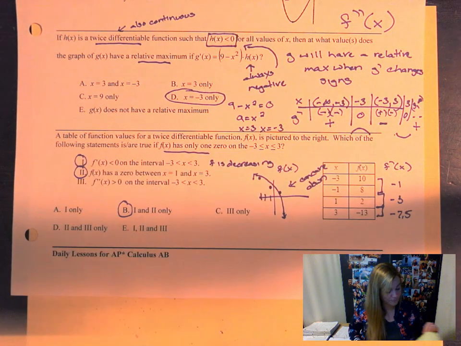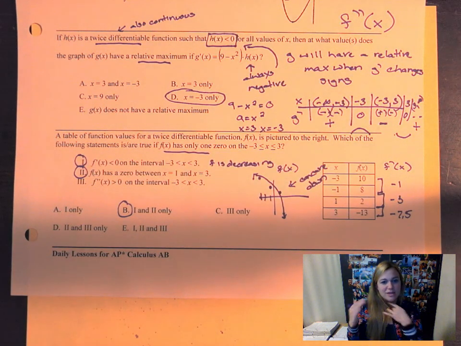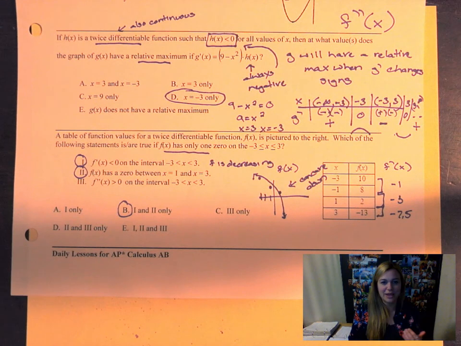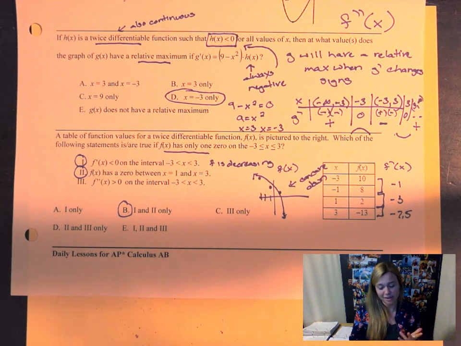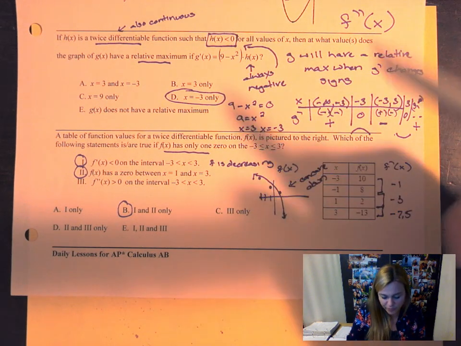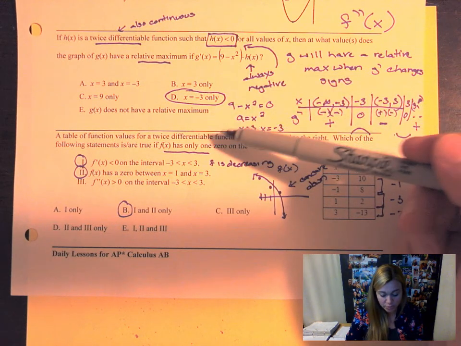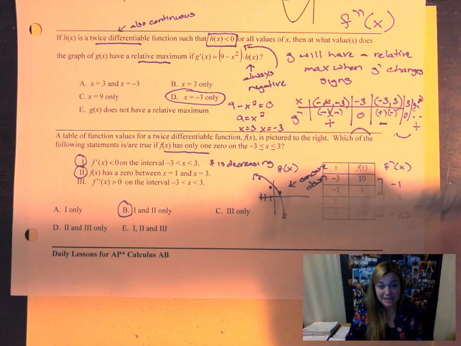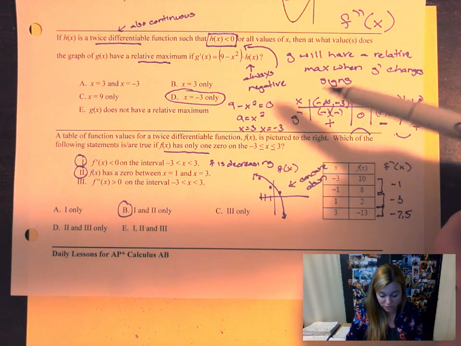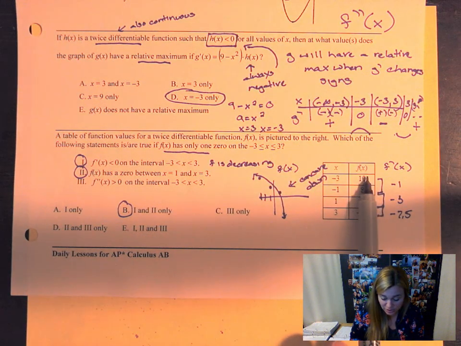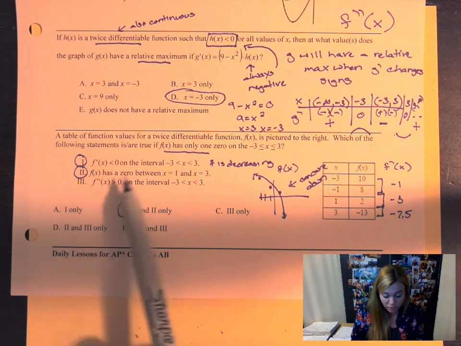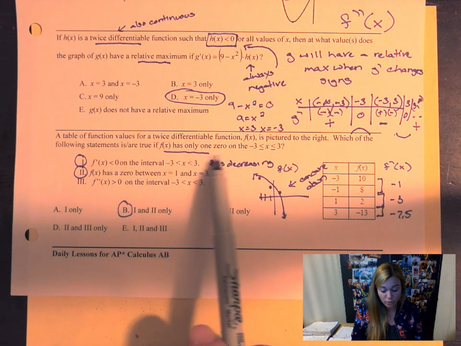Last one. This one I think is kind of the most involved to think through. Always these ones that are like 1, 1, 2, 1, 2, and 3. I think these are always the most challenging to think through. Okay, we have a twice differentiable function. That means it's also continuous. I can take the derivative twice, the first and the second derivative. And it's over here to the right, so this is f of x. Which of the following statements is true if f of x has only 1, 0?